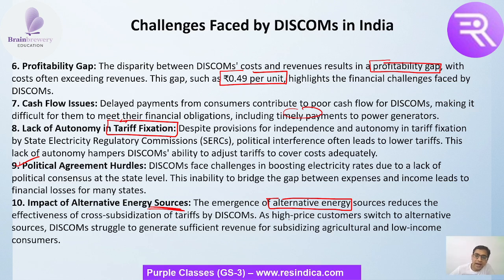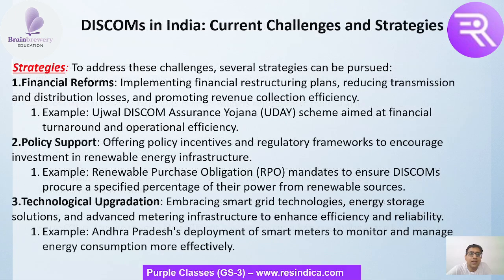So with high prices to the consumer, they will switch to alternative sources. If you are providing high prices, the customer will move to other alternative sources where they will find lesser prices. So there is a need to balance out so that the proper tariff is maintained in this whole sector. This is again the challenges faced by the distribution company.